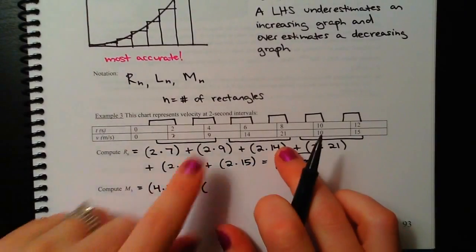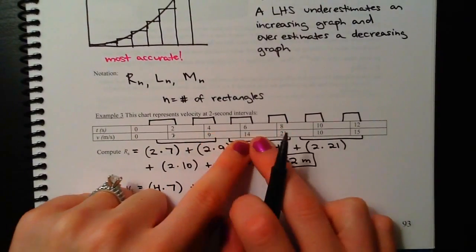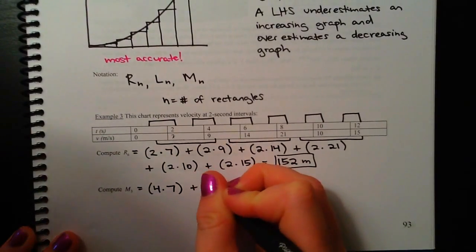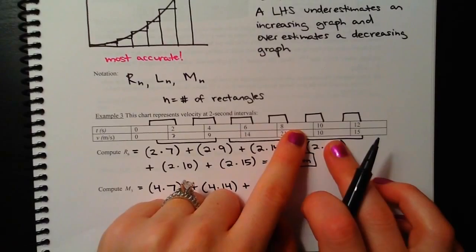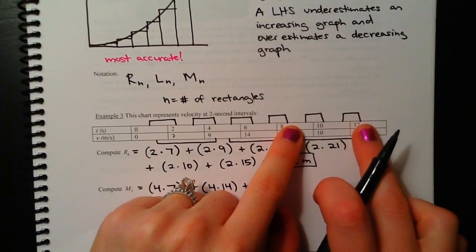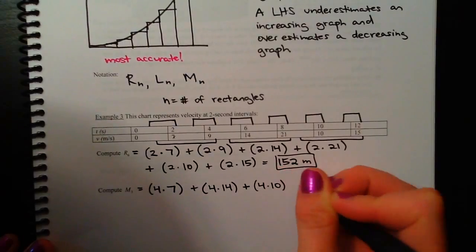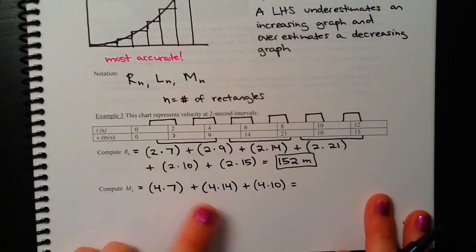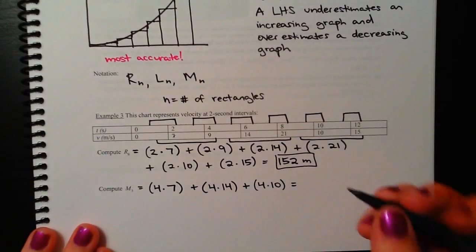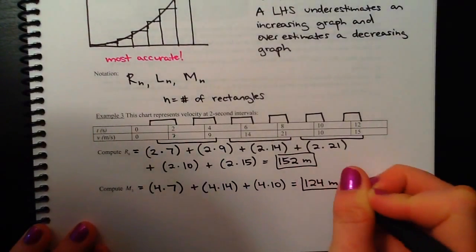Plus second rectangle goes from 4 to 8. That width, of course, is 4. Our middle velocity is 14. Plus, and then our last one from 8 to 12, that width again is 4, and our middle velocity is 10. Okay, so we would multiply these, add them all together, so we had 28 plus 56 plus 40. We add that all together and we get 124 meters.